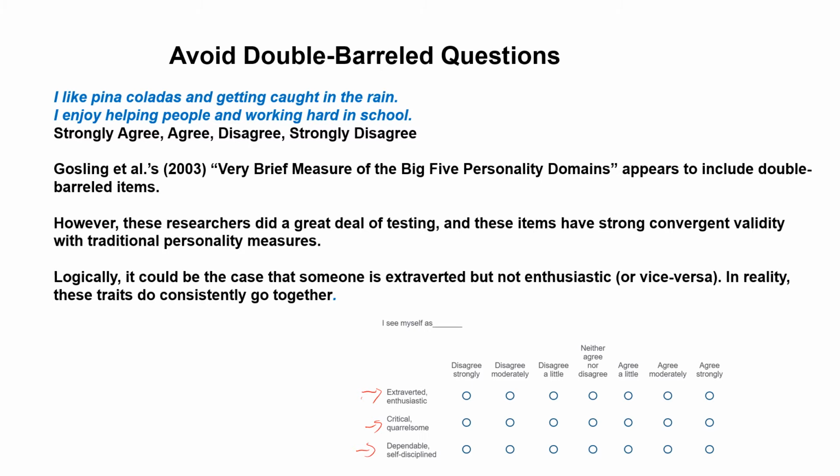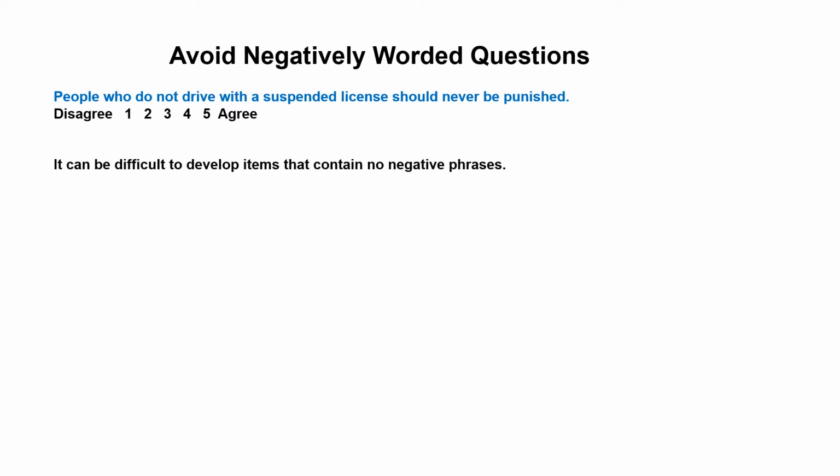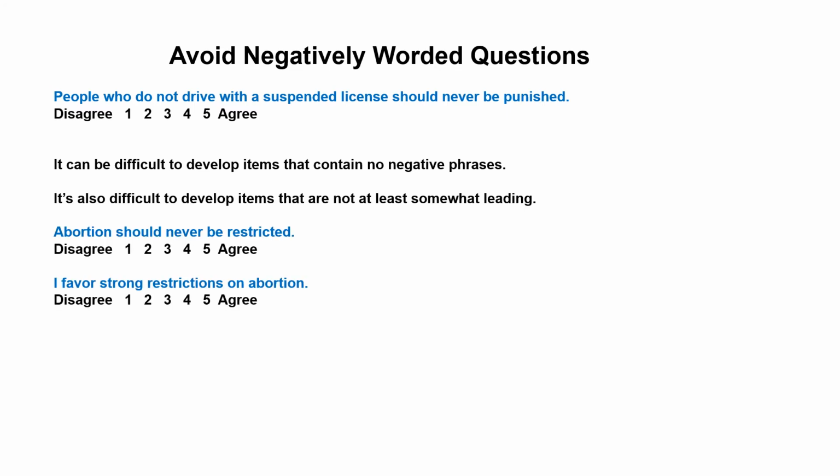So avoid double-barreled questions. The next one is avoid negatively worded questions. We've got this statement here: people who do not drive with a suspended license should never be punished. The problem with negative wording like this is it can get confusing. We've got both "do not" and "never" in here.